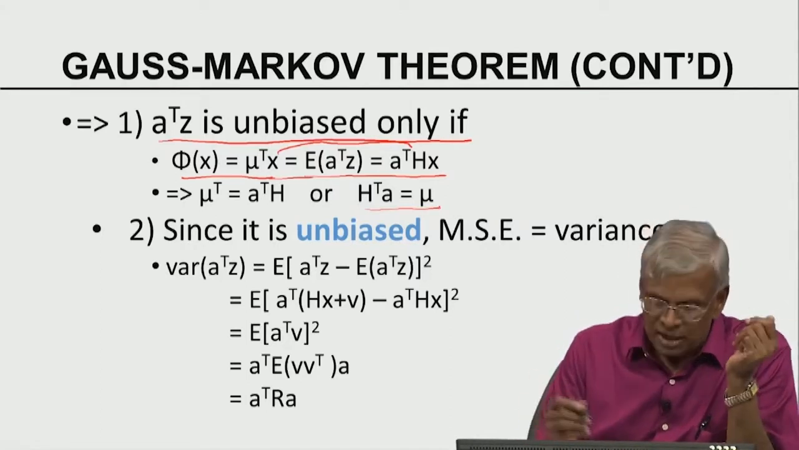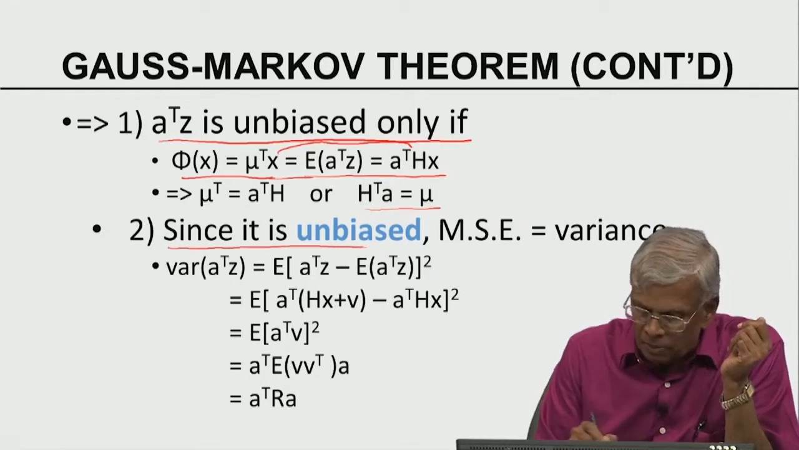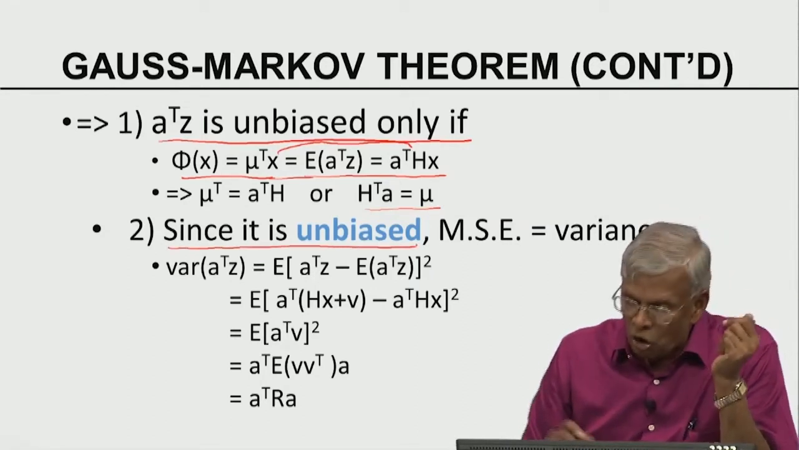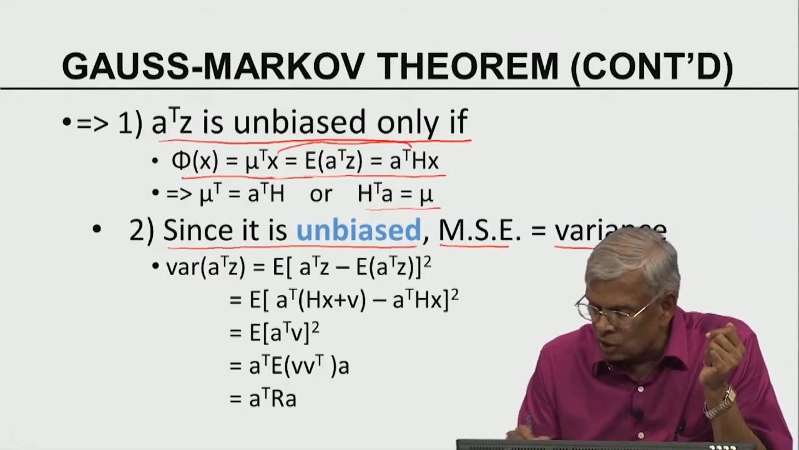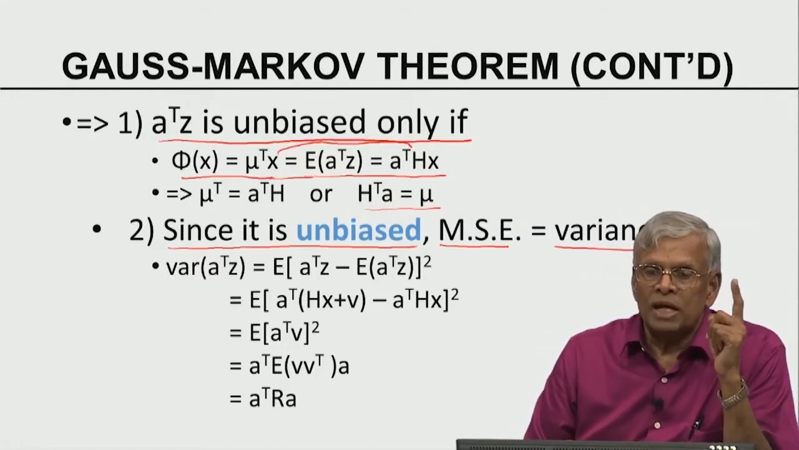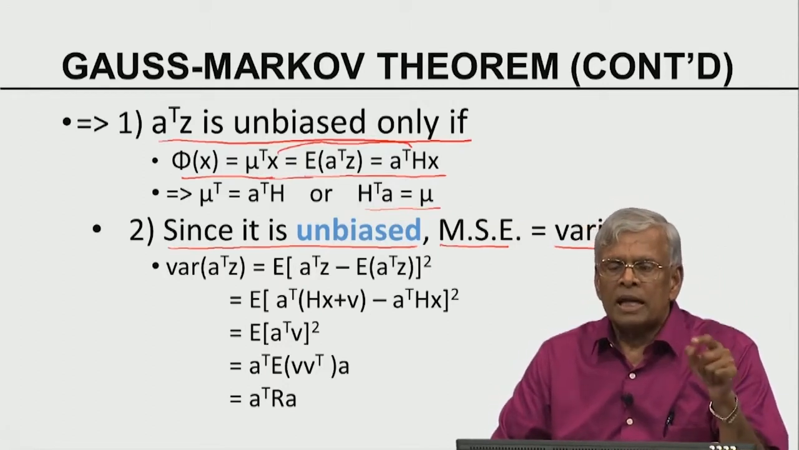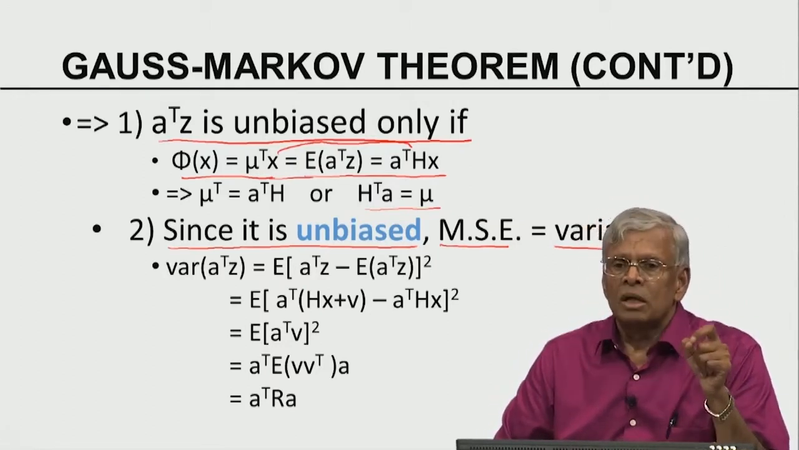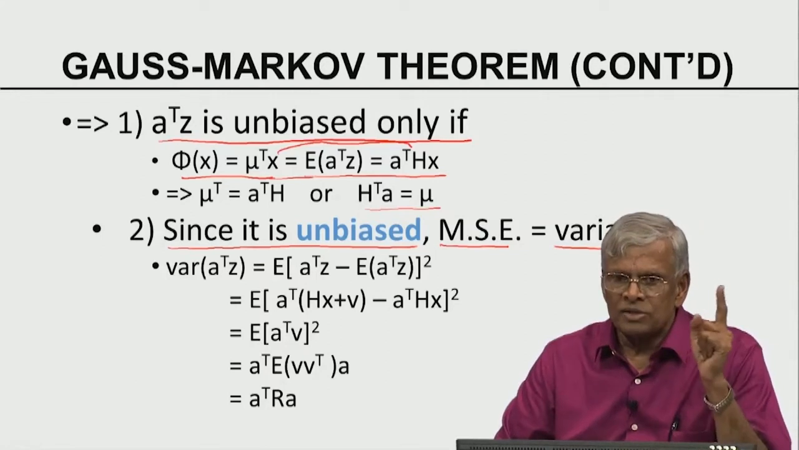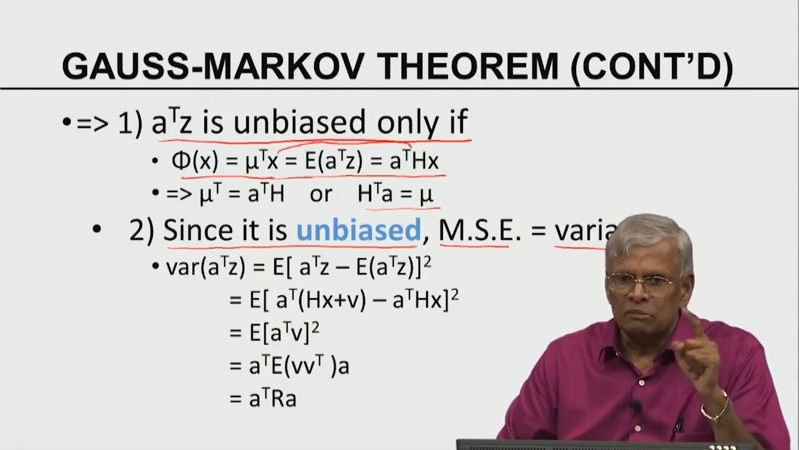Since it is an unbiased estimator, we already know the mean square value is equal to the variance. Please remember, in one of the earlier lectures we have already said that if the estimate is unbiased, the mean square error is equal to the variance. So minimizing the mean square error is equal to minimizing the variance.